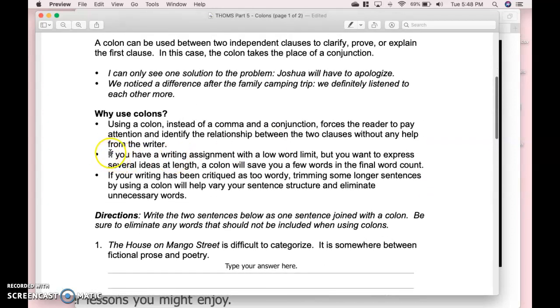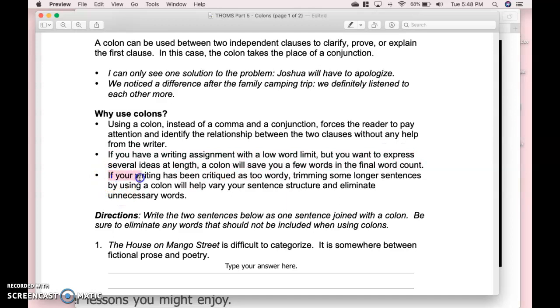Another reason to use a colon is if you have a writing assignment with a low word limit, but you want to express several ideas at length, a colon will save you a few words in your final word count. This is really helpful with platforms like Twitter. It can also be helpful when I'm sending out Remind messages. Remind 101 limits me on how many words I can type in a sentence, or how many words I can type in a paragraph before sending it out to you guys. So maybe I'll use colons in the future.